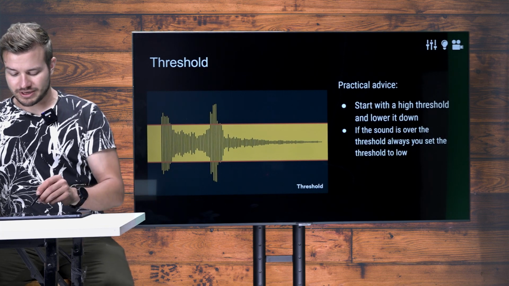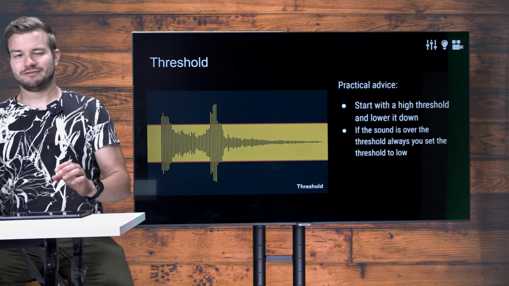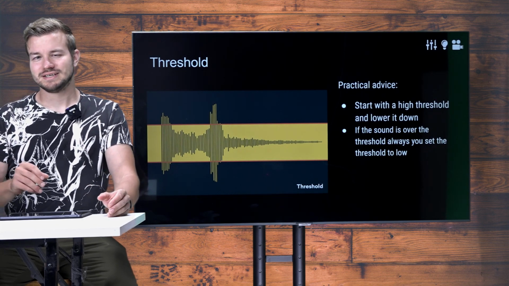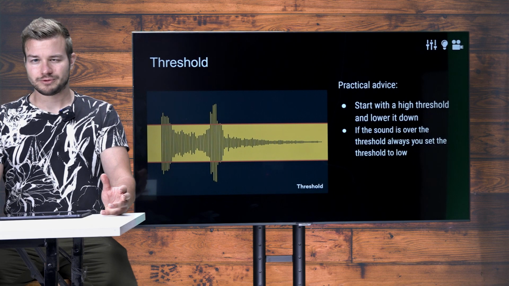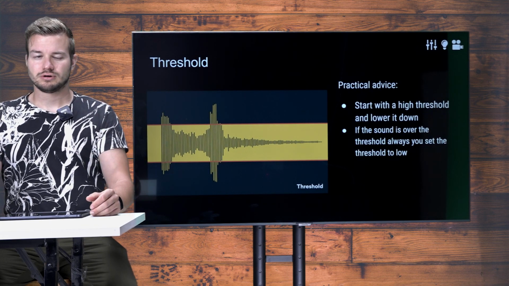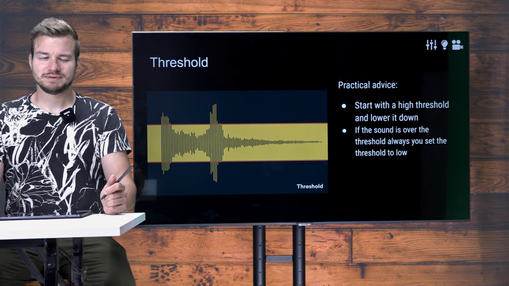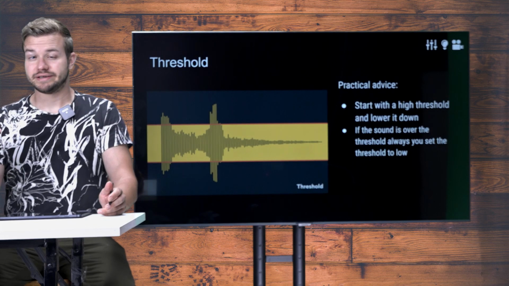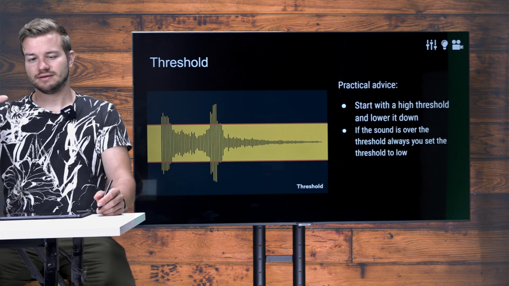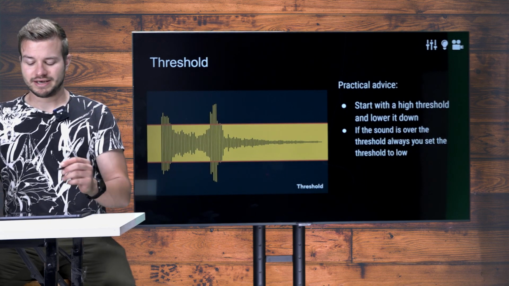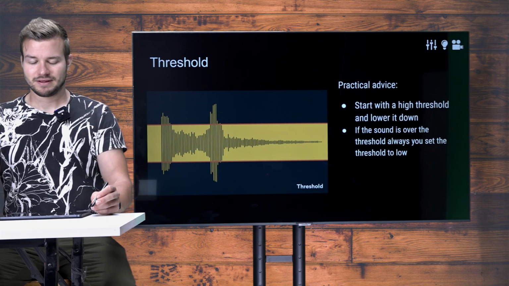If the sound is always over the threshold, you set the threshold too low. What does that mean? If the volume of your sound from the microphone is always above the threshold, you will always do compression, no matter the volume of the sound. That doesn't really make sense, because you will basically just be making the sound more quiet all the time, which you don't want. You just want to make loud parts more quiet and then turn the whole thing up again. So make sure you just compress loud parts and not all parts of the sound.